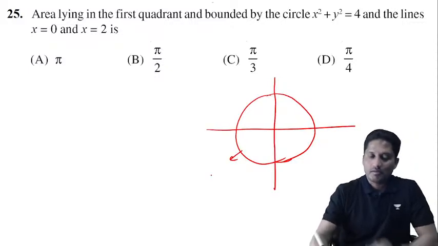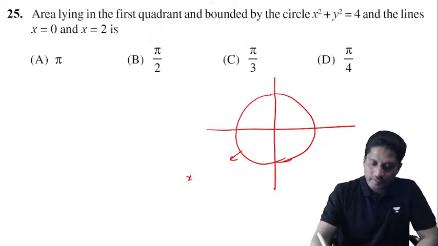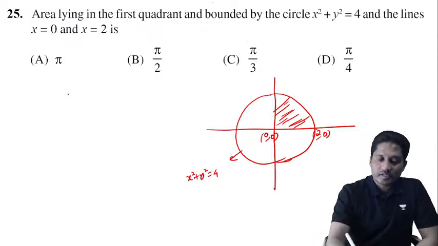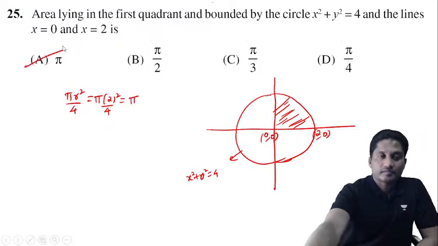This circle is x square plus y square is equal to 4. Center (0, 0), radius is 2. Lines x is equal to 0, x equal to 4 in the first quadrant. This area only. That is, area of a circle is pi r square, in the first quadrant divided by 4. Pi into 2 square by 4, it will be pi square units.